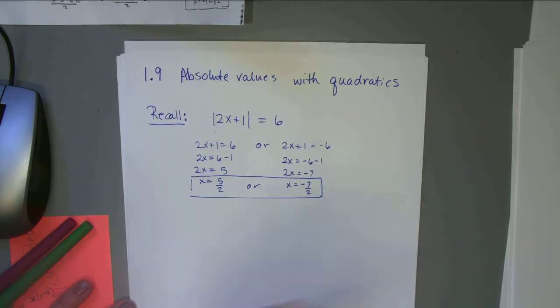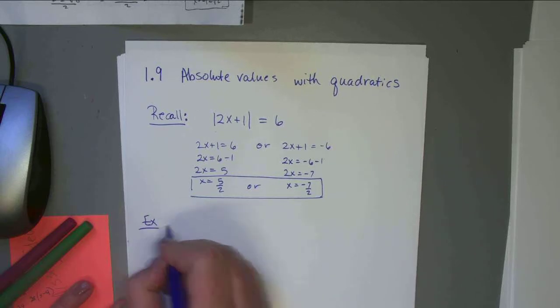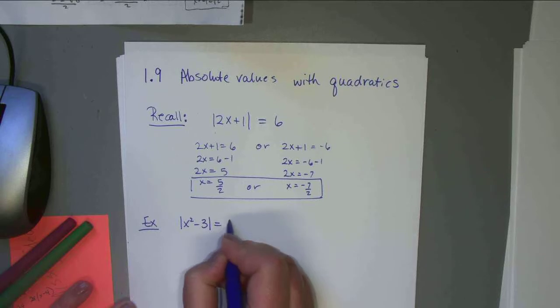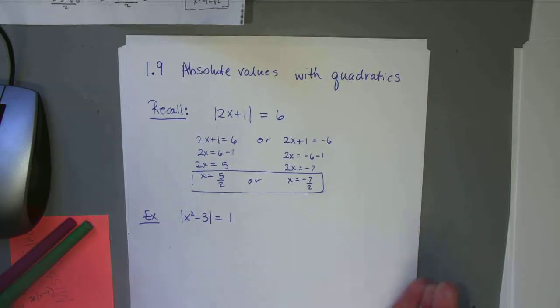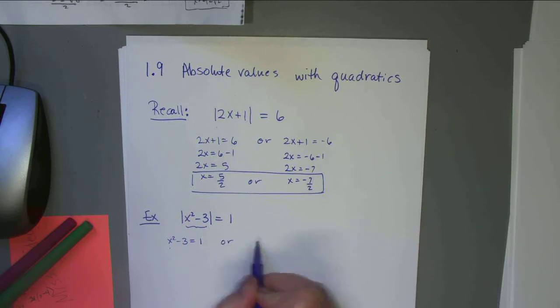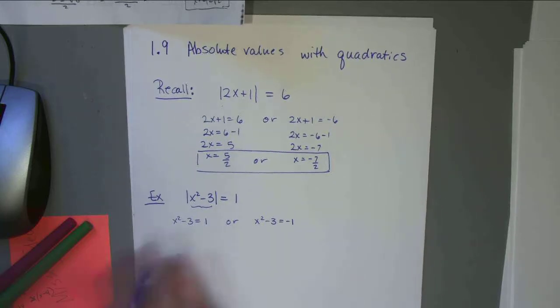Now we do the same thing exactly with quadratics. So we don't really change anything. It's just that each time we end up having to do a factoring or quadratic equation. And sometimes we end up with something that doesn't work or no solution. So, for example, we would say, okay, the inside of this has to equal 1, or the inside has to equal negative 1. So now we've got two quadratic equations to solve.